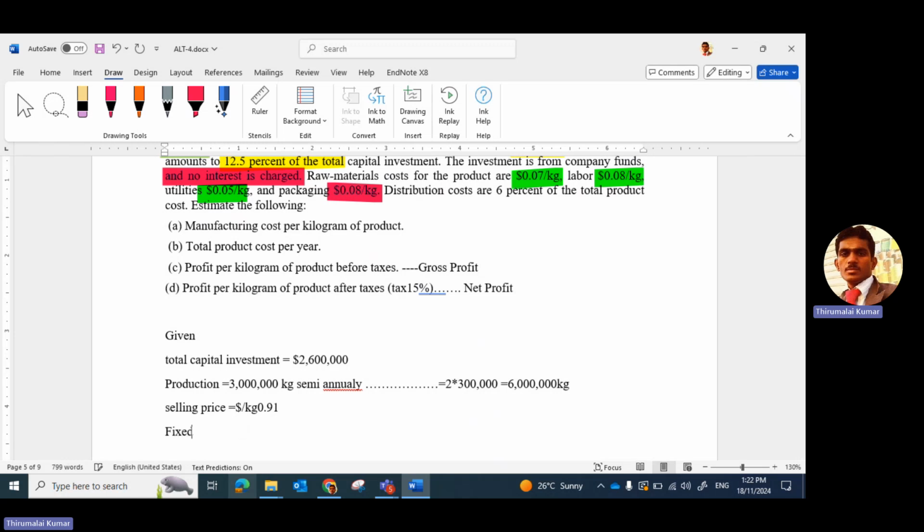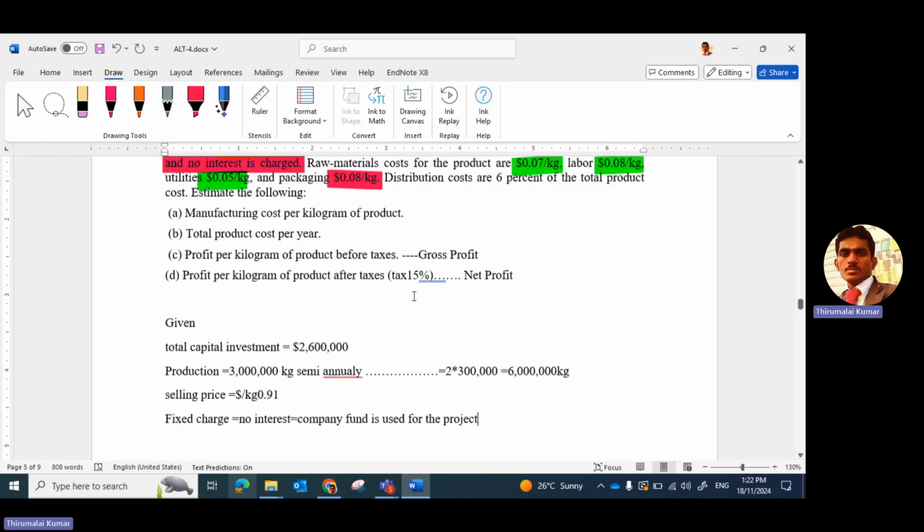So the fixed cost becomes zero. That is our fixed charge. Why? Because there is no interest. Therefore, the company fund is utilized for the project. So they are not borrowing any money from the private sector.